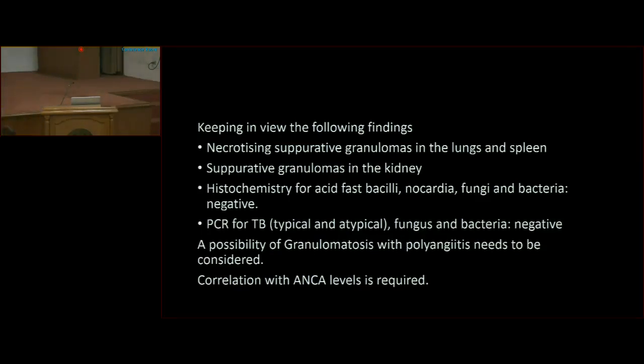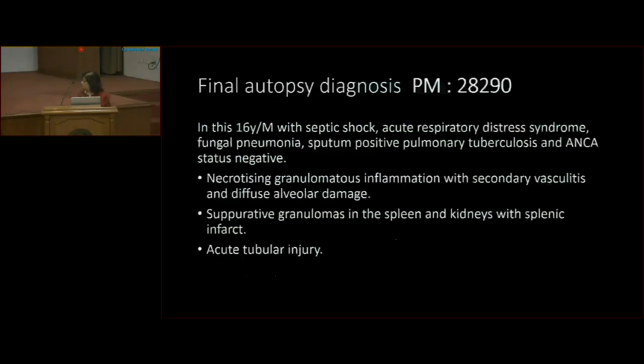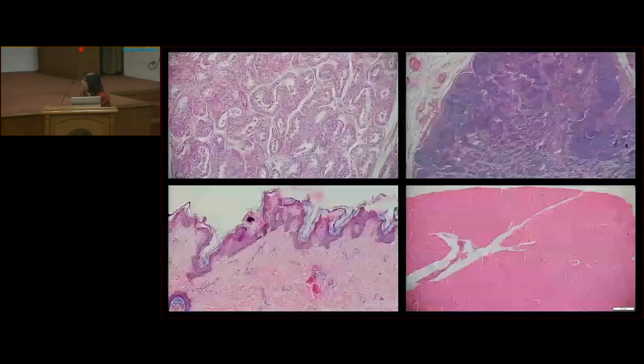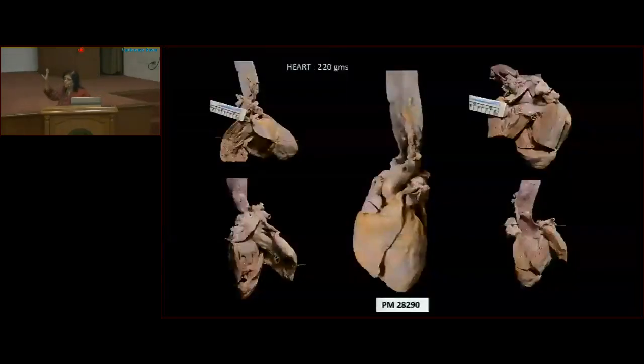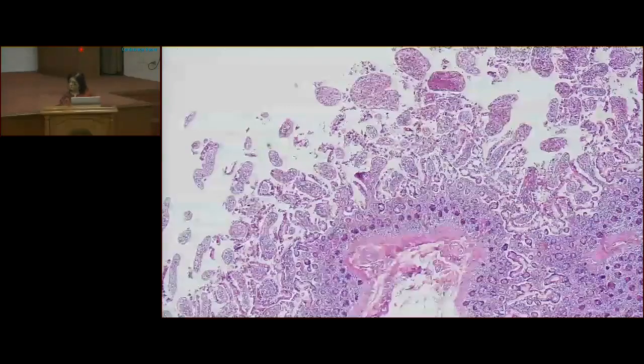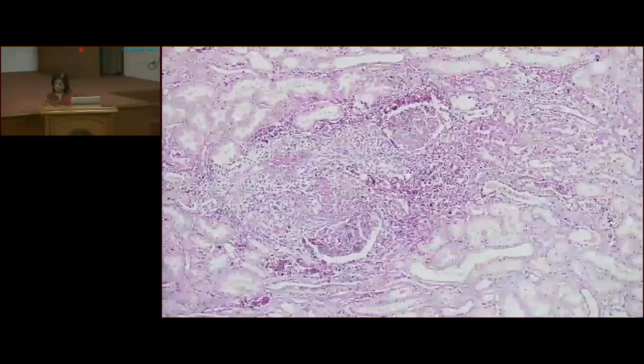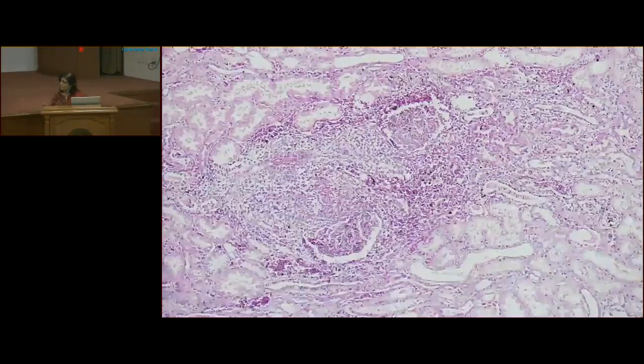Ma'am, please. So I think we tried our level best to rule out the bugs. I just wanted to show one picture which she missed. There was one focus out of multiple sections taken from the kidney which had this kind of suppurative lesion. The RT-PCR, GeneXpert for TB were done by Dr. Sethi, and he says they are negative. Other PCRs again are negative. So after having excluded bugs, with so many sections stained with histochemistry, I thought of vasculitis.